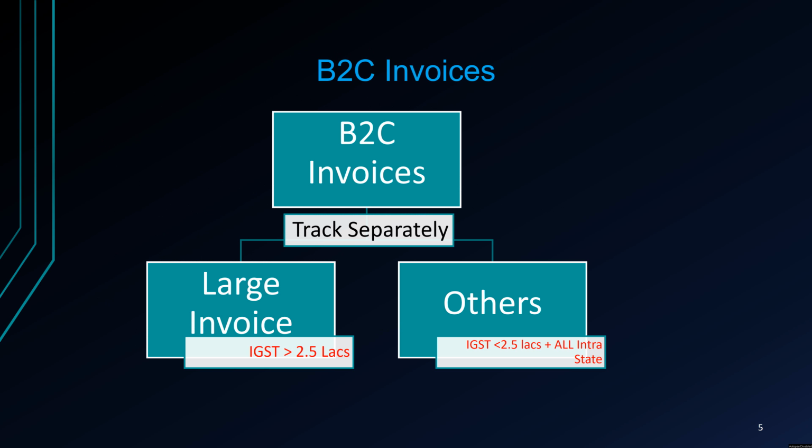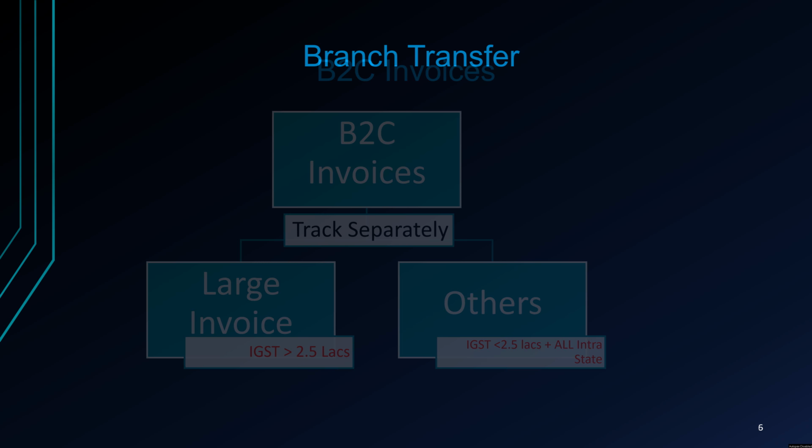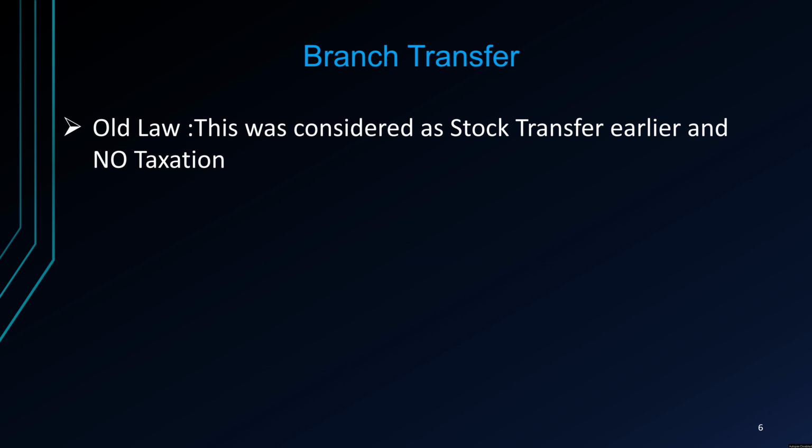For B2C invoices, I said B2C large, which is interstate transactions more than 2.5 lakhs. So you should segregate the value of interstate transactions more than 2.5 lakhs, and this needs to be uploaded invoice wise. And for all other transactions, you have to capture the volume of business done for each state, and intrastate, or what is the volume of transaction done in the case of B2C small.